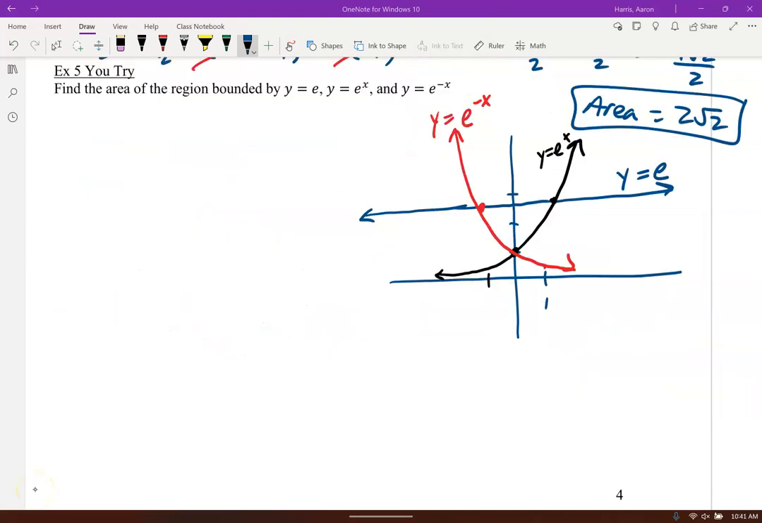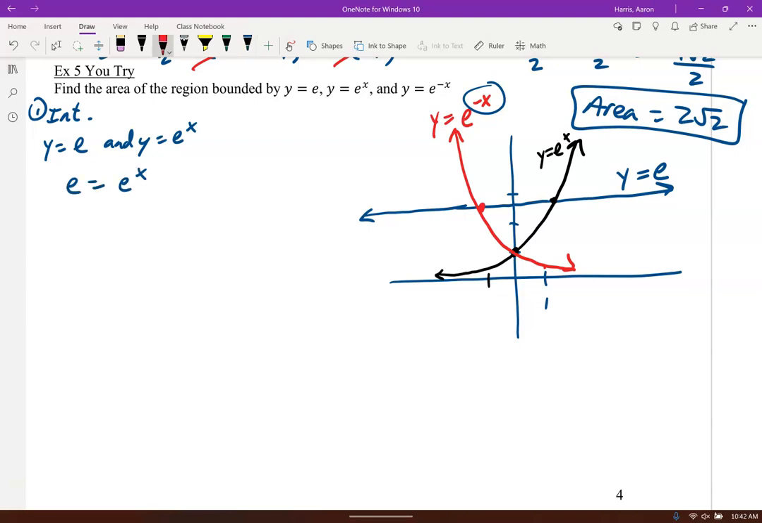Once I've got the graphs on these, and remember the e to the -x, that's going to reflect e to the x about the y-axis. Let's go ahead and find the intersection. Where do these things meet? Where does e and e to the x meet?